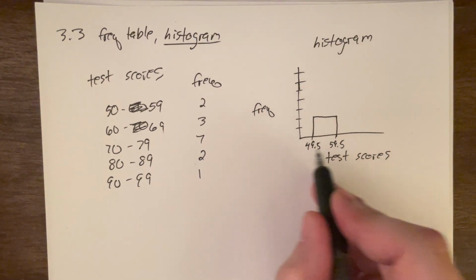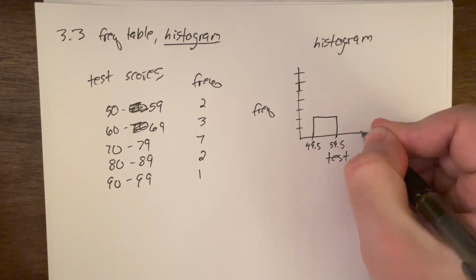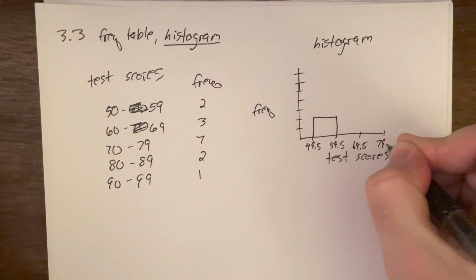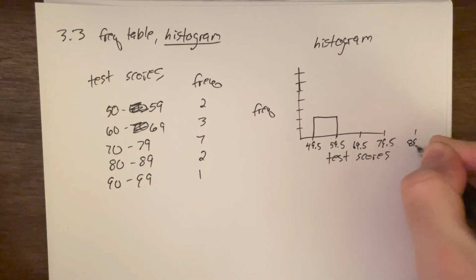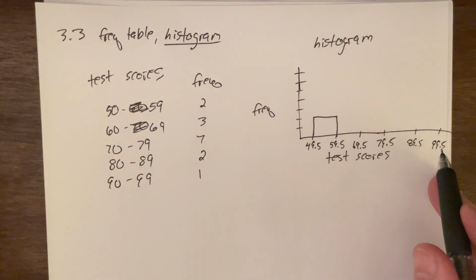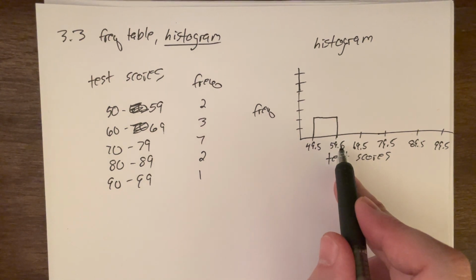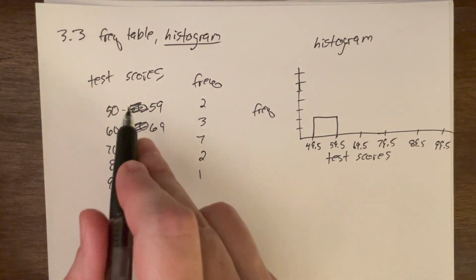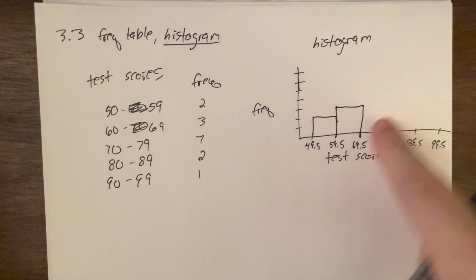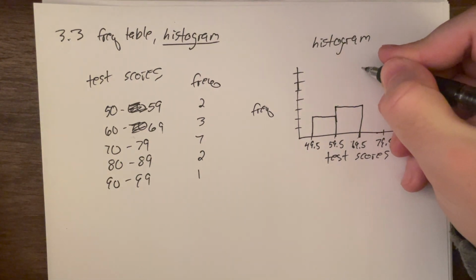I'm not just drawing this as a 49.5 to 59.5. I'm literally just labeling the x-axis. But by doing that extra 0.5, now all the whole number values fall in between these, so now that bar clearly represents this category. Next, I would have this bar to represent this category, and then I have to get up to 7 here.